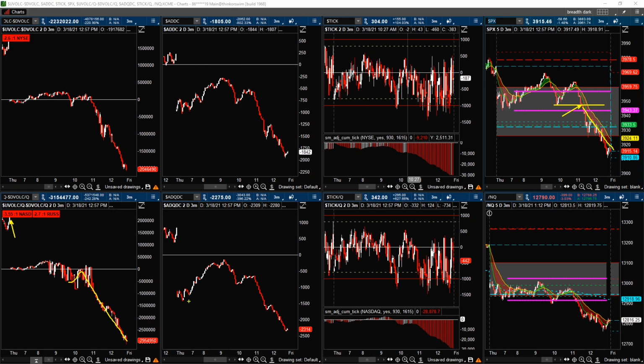Then the same with the advance-decline line. It made a valiant effort to try to get up to the positive area, but once again, once it broke this level down here, then in the afternoon it just accelerated downward, ending up with 2,300 more declining issues than advancing issues. And again, same thing with the tick.